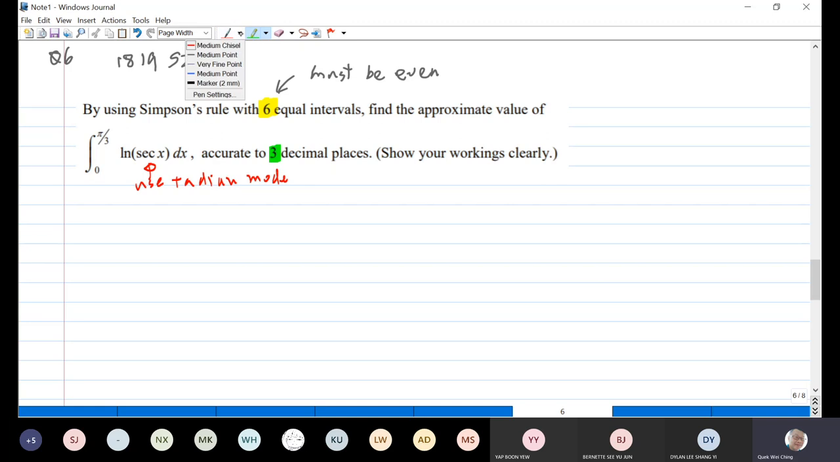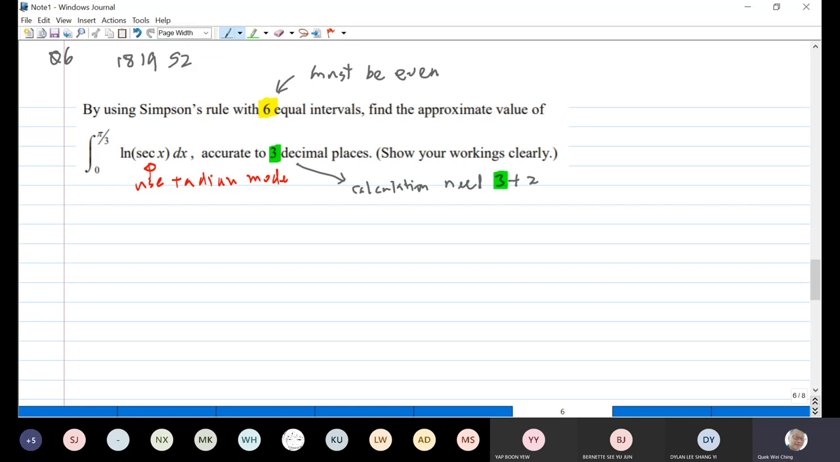So what does it mean? It means that when you do the calculation, you need 3 decimal places plus 2. Okay, 3 decimal places given to you, you must put another 2 decimal places in the calculation. These people are watching how you do Simpson's rule, no? You only add 2 decimal places in the calculation, right?